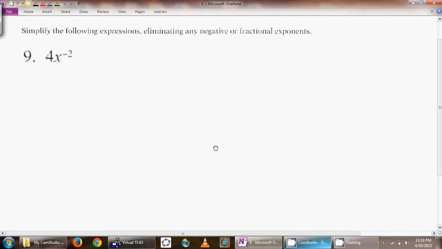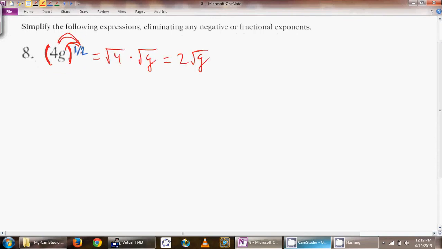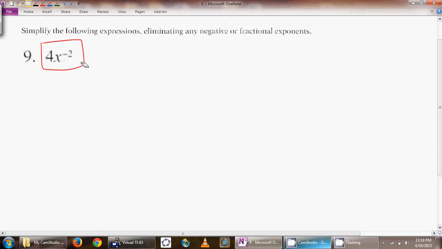9, on the other hand, is a very typical SAT problem. Do you see any parentheses? Does this say the whole thing raised to the negative second? No, it doesn't. Okay, notice, look at this and compare it to the previous problem, which had those parentheses. That changes things, right? This is really the number 4 raised to the first power, just 4. And then it's the x raised to the negative second power. So this is 4 times x raised to the negative second power.